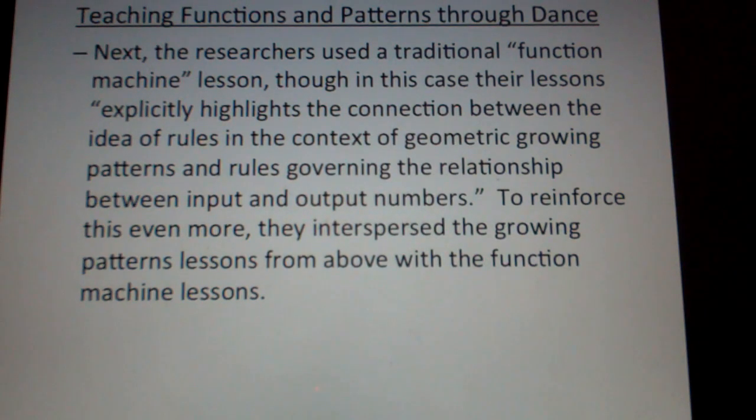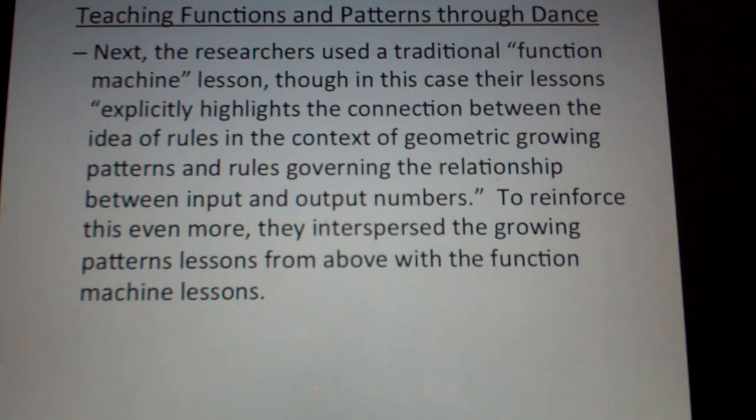To reinforce that connection even more, they interspersed a growing pattern lesson, then a function machine mini lesson, and then a growing pattern lesson again when they moved from one-step equations to two-step equations, and then went back to the function machines. So this is all about activating multiple learning modalities, giving students lots of chances to make connections that help them build their conceptual understanding of what patterns and functions are.